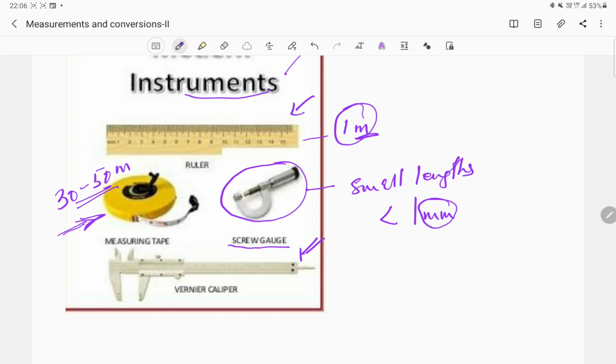And similarly, we have got another instrument which is called a Vernier Caliper. A Vernier Caliper is also used to measure very small lengths.